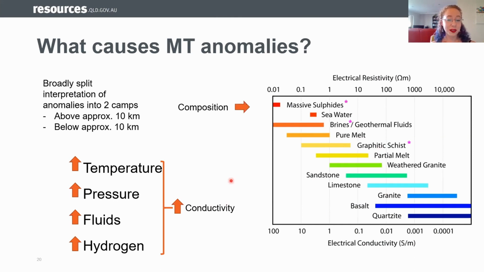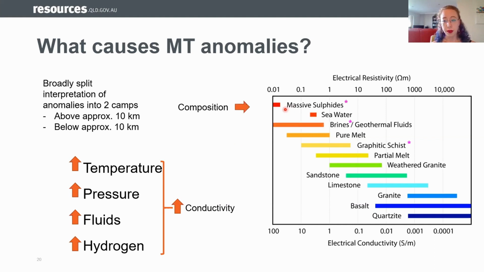So when I'm thinking about interpreting my MT anomalies in terms of geology, I kind of have this very broad split into two camps, where I've got anomalies above 10 kilometres and anomalies below 10 kilometres. So above 10 kilometres, the story's a bit easier. When you're looking at conductive anomalies above 10 kilometres, you're probably looking at compositional variation. There's not as many factors that can influence conductivity in the shallow crust as there is in the deep crust. So up there, really compositional variation.